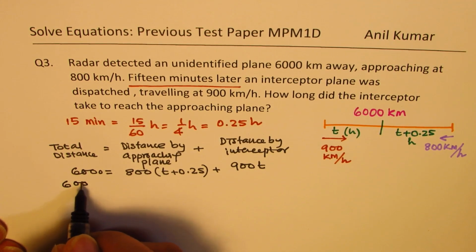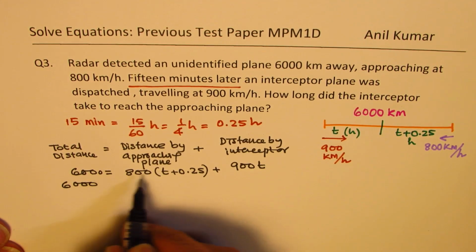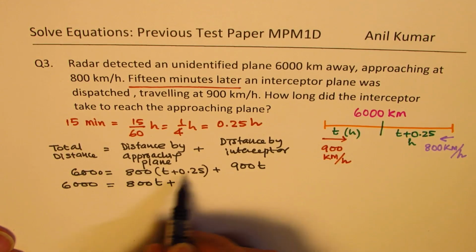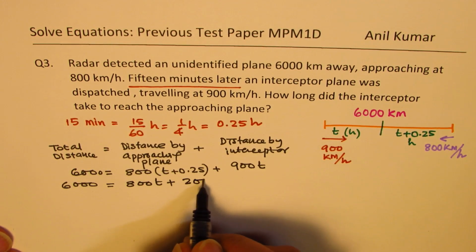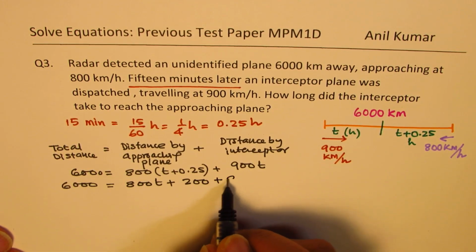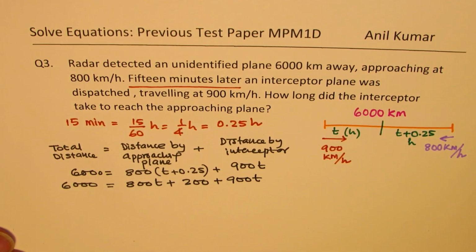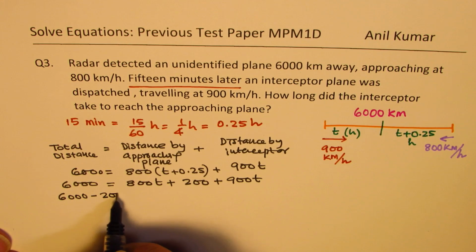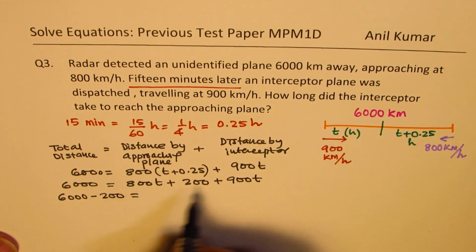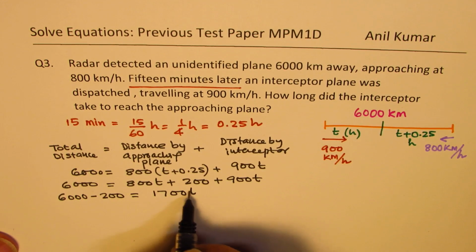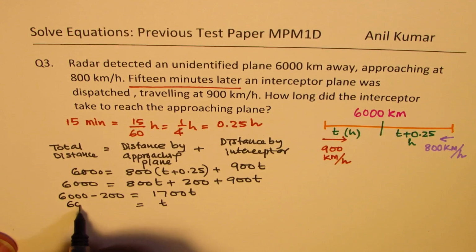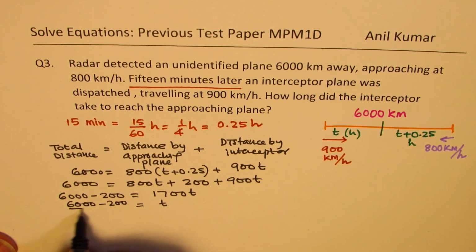So we get 6,000 equals 800t plus quarter of 800, that means 200, right? So 1/4 of 800, plus 900t, right? So we'll take away 200. So we get here 6,000 minus 200 equal to 9 plus 8, 17, hundred t. So from here we can see what t is. So t is 6,000 minus 200 divided by 17.